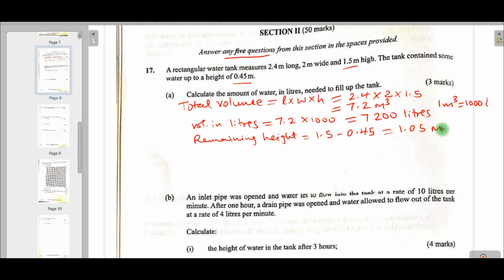meters. So volume needed to fill up the tank, that is 2.4, the length, times the width 2, times height remaining 1.05. So if you work it out, we end up getting 5,040 liters.